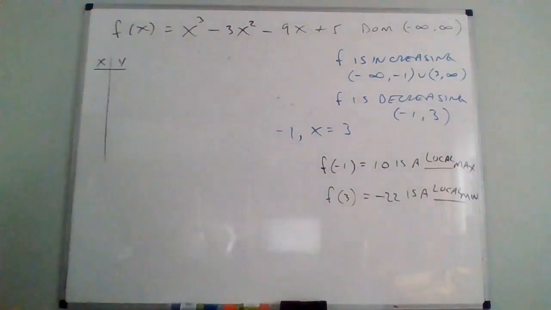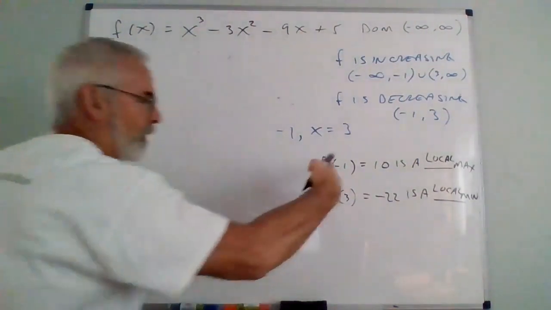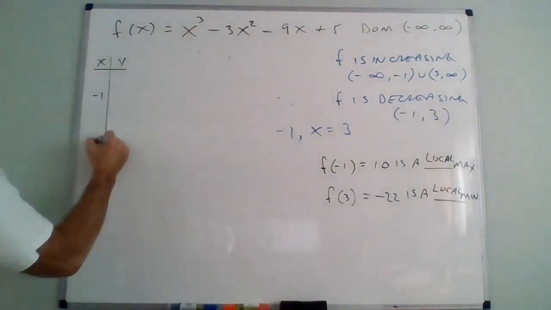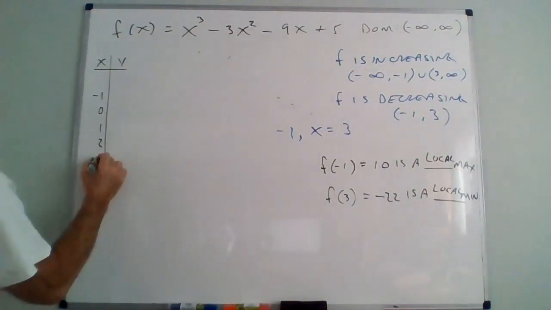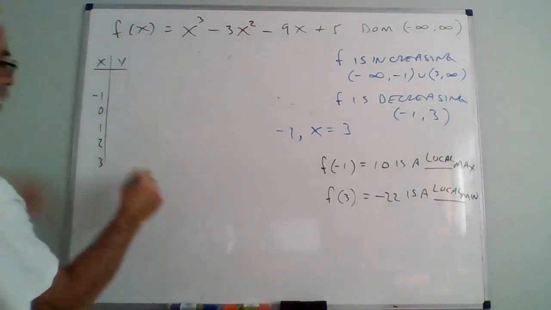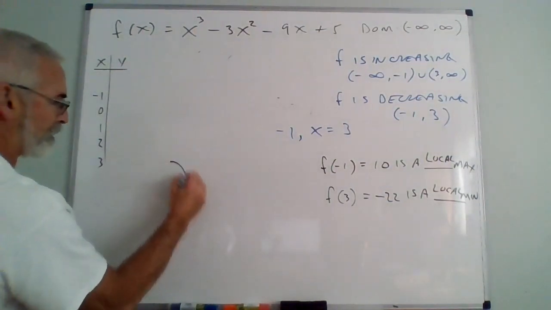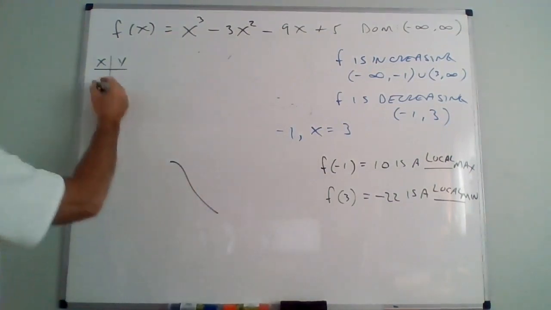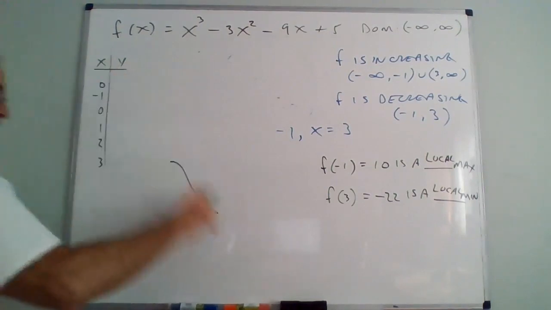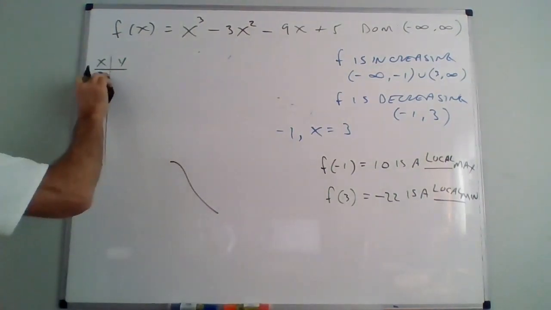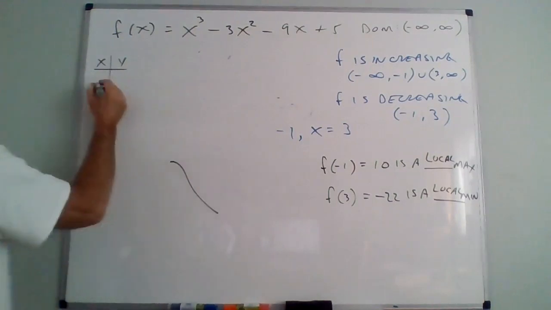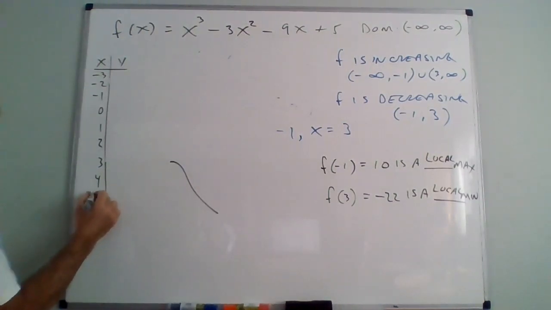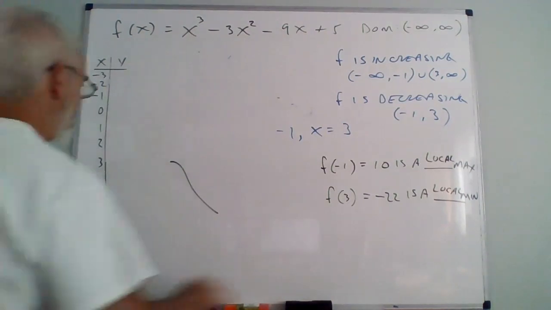And what are two values that are probably really a good idea to include? Oh, I don't know, probably negative one and three. Now, if I'm going to do negative one and three, then I really need to do zero, one, and two. If I only do this, then I'm going to have a graph that looks like this. I kind of need the stuff on this side. And so maybe go one or two units in each direction. And probably not much more because this is a cubic, which means it's going to grow pretty fast.